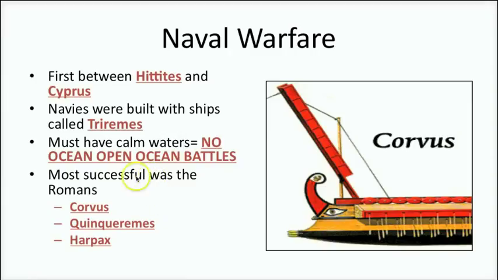So a couple of different things to mention here with naval warfare. You have the corvus, which you see here. It's almost like a drawbridge that you can lower so that when you pull your ship up to an enemy ship, you could then board it. And you could start attacking with your sword or your shield and spear, in a hand-to-hand sort of combat. So the corvus allowed people to board other ships. I'm going to mention the Quinqueremes and the harpax in the next couple of slides.